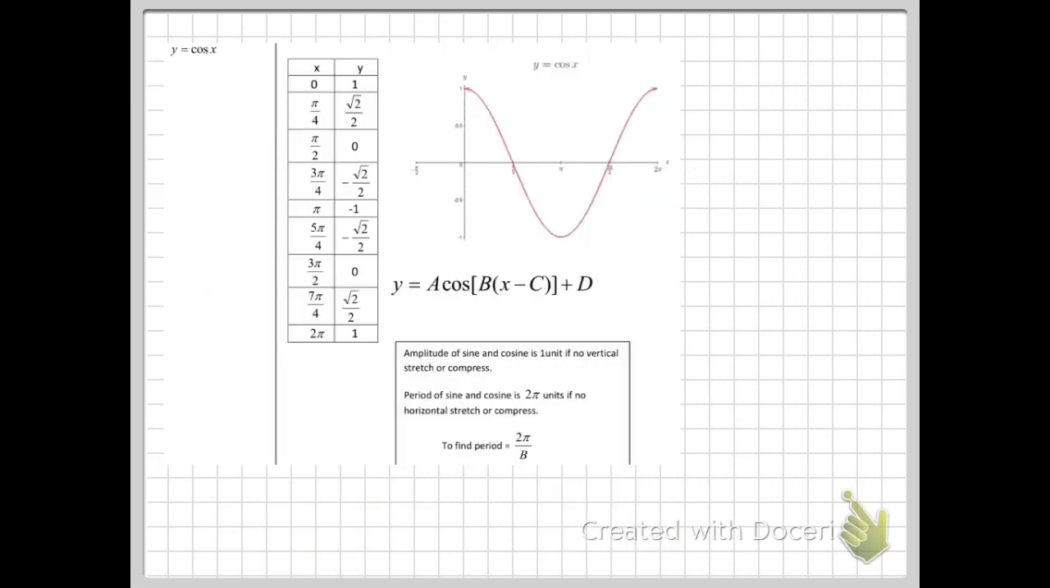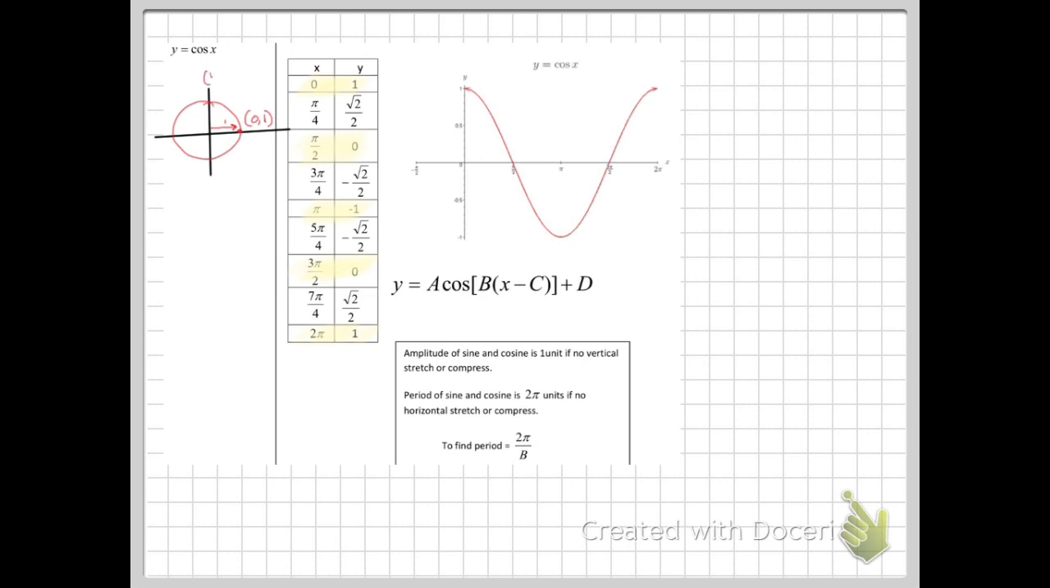So cosine, again, we've got the table there for you, the graph there for you. We're going to focus on these 5 points, and they come from the unit circle. If you're going around counterclockwise and you're starting at 0 radians, the cosine value is the x value, right? The unit circle has a radius of 1, so cosine right there is 1. So that's the point 0, 1.